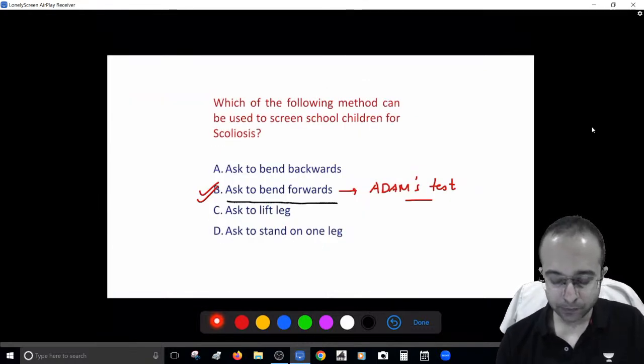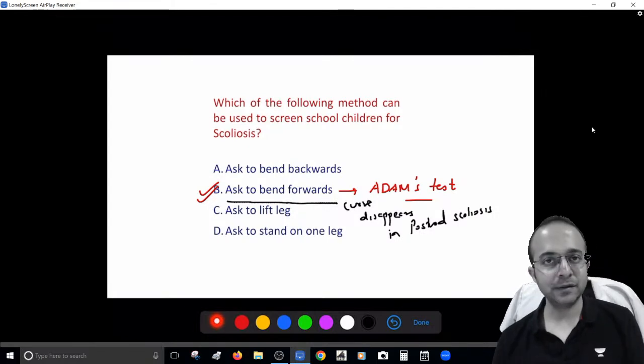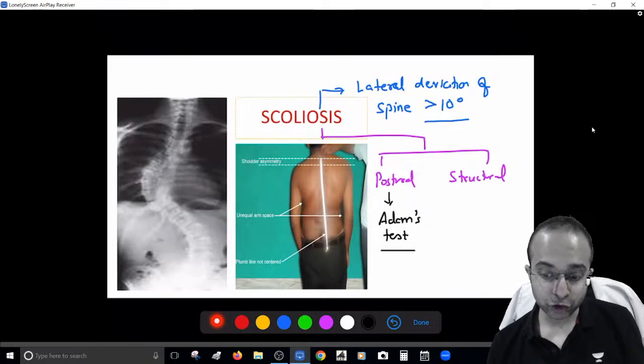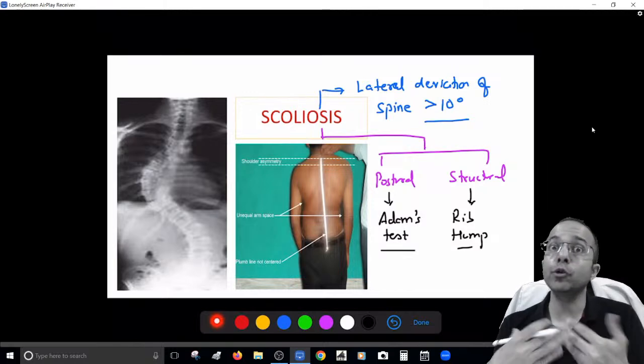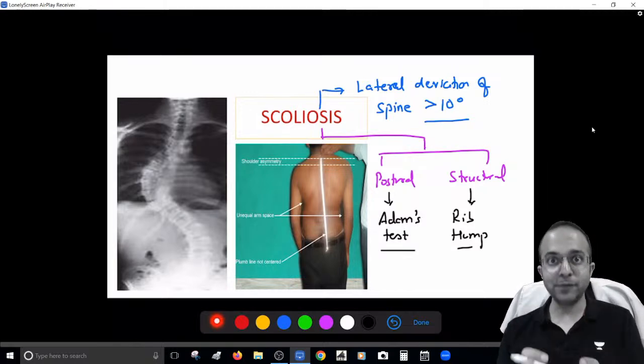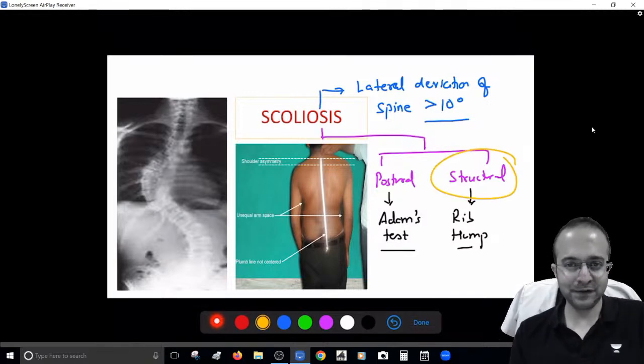As you bend forwards, the curve disappears in postural scoliosis. Okay, so that is Adam's test. And mind you, in structural scoliosis, when you bend forward, a rib hump appears at the back, so the curve becomes more prominent. That is why this bending forward, Adam's test, is so useful to decide whether you're dealing with a case of postural or structural scoliosis, because intervention is only required for structural scoliosis.